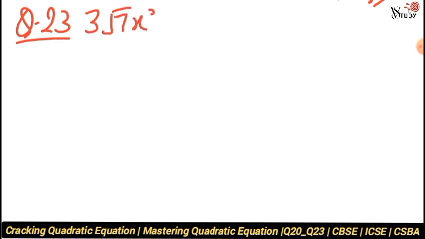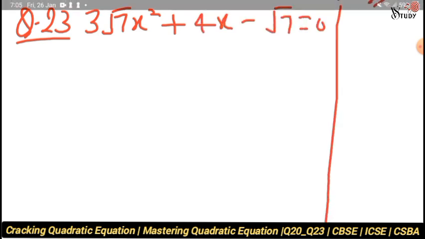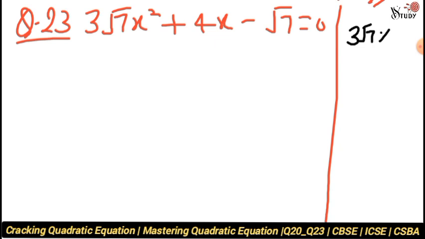Next problem is problem number 23. Problem number 23 is 3 root 7x square plus 4x root 7 is equal to 0. First we are going to prepare our basic strategy. Our basic strategy is that we have to multiply 3 root 7 by root 7, that is equal to 3 into 7, that is 21.